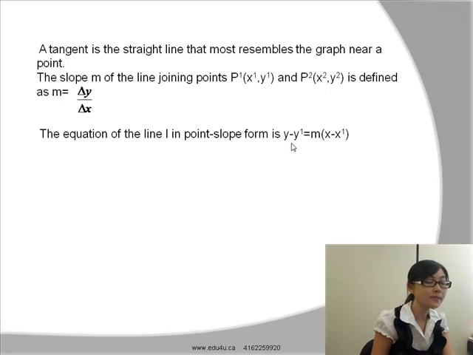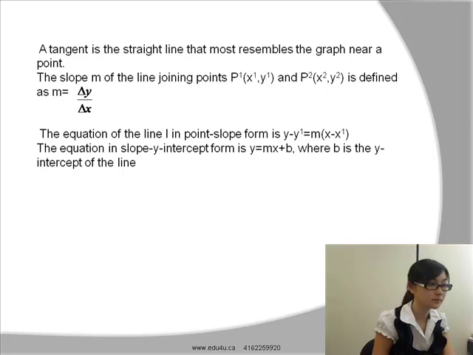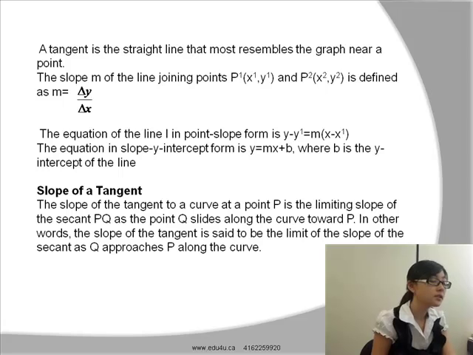The equation of the line L in point-slope form is y minus y1 equals m times x minus x1. The equation of the same line in slope y-intercept form is y equals mx plus b, where m is the slope and b is the y-intercept of the line.